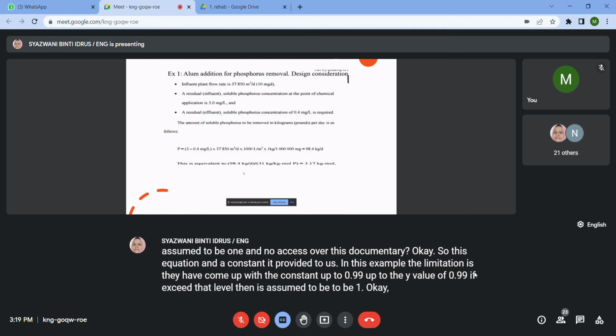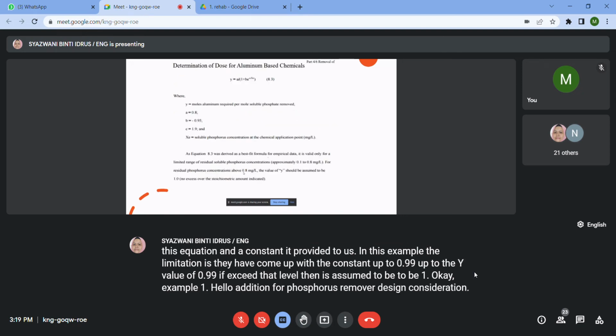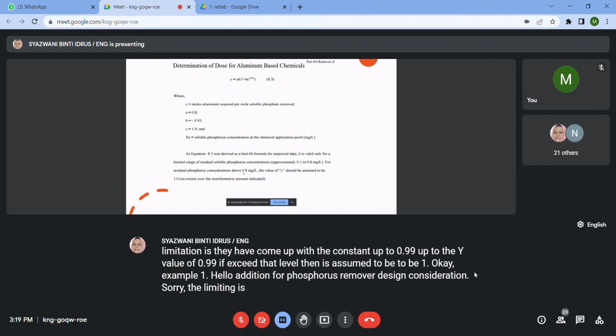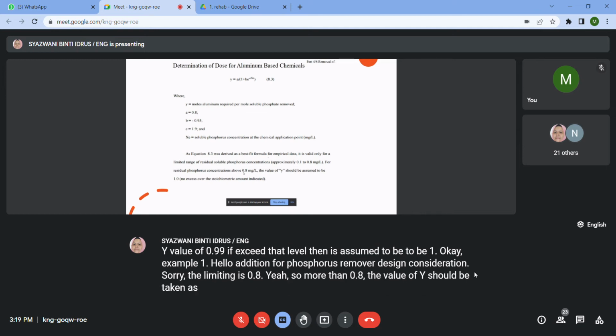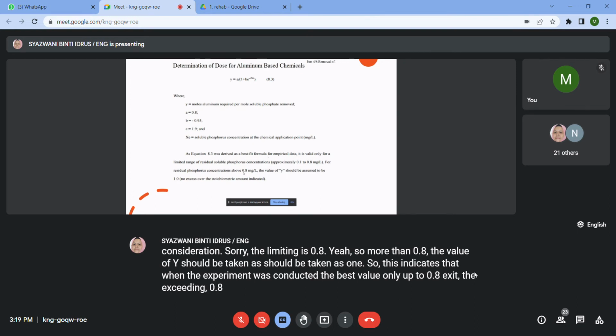Okay, example 1. Alum addition for phosphorus removal, design consideration. Sorry, the limit is 0.8. So more than 0.8, the value of Y should be taken as 1. This indicates that when the experiment was conducted, the tested value was only up to 0.8. Exceeding 0.8, Y is always equal to 1.